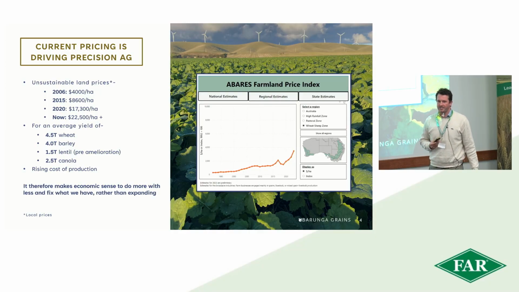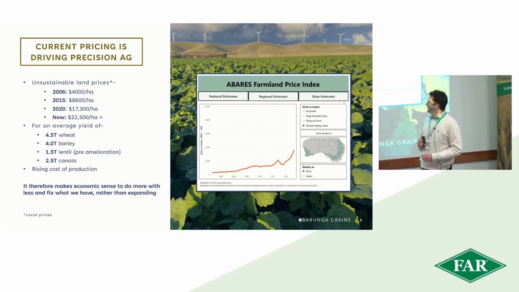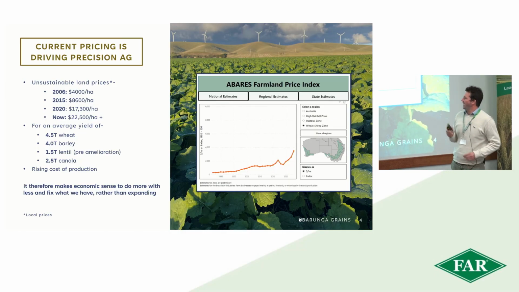Whether or not it will continue to plateau or it's just a bit of a run-in season, higher interest rates. We've had a couple of stinkers in South Australia. So who knows where that's going to go. If we knew, we'd be very wealthy people. And that's for an average yield of 4.5 tonne of wheat, 4 tonne of barley, 1.5 tonne of lentil. I've said pre-ameliorated, so lentils is where we make so much more money if we can improve the soil.